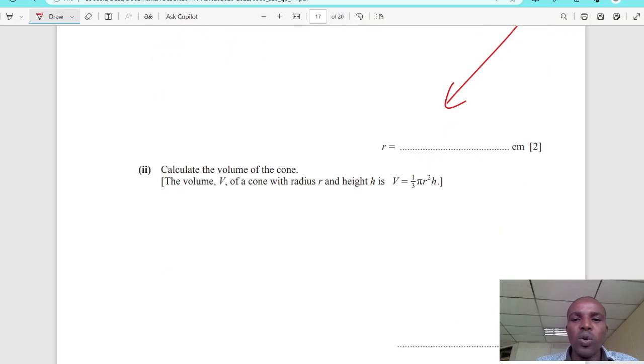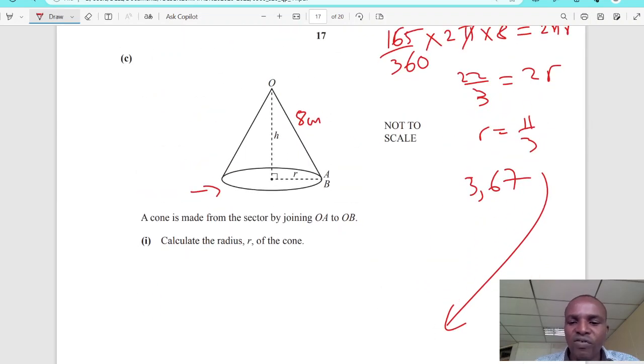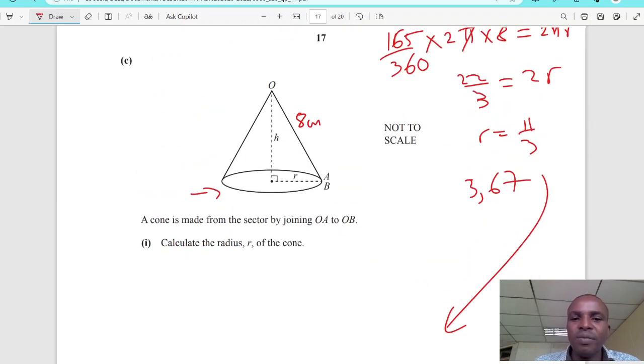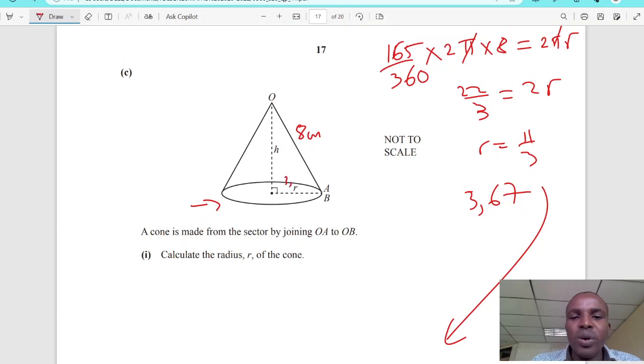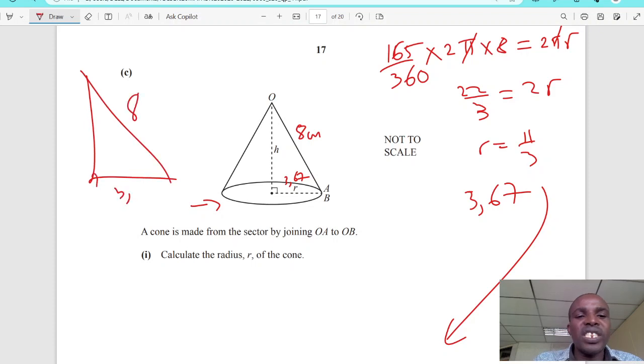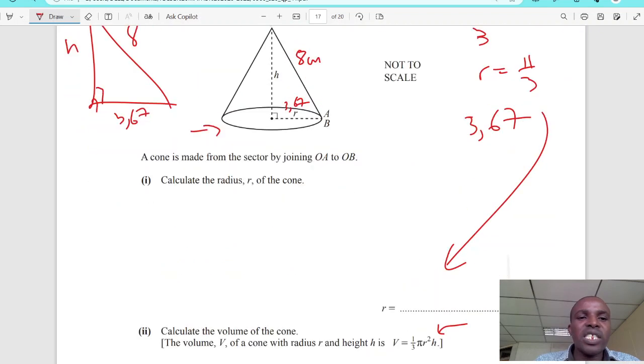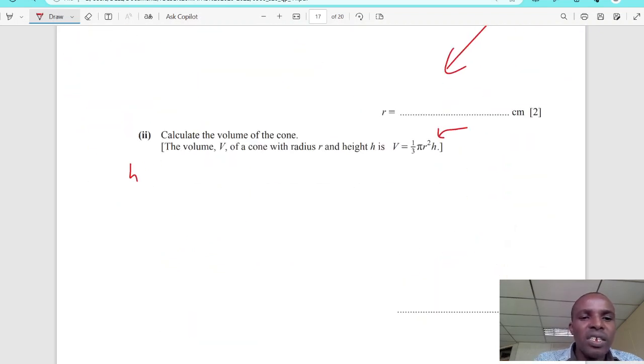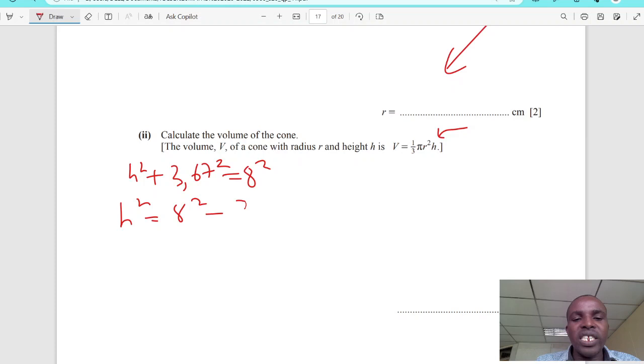Next, calculate the volume of the cone. For the volume of the cone, we need the height. We have h here, that's the vertical height. So this radius is 3.67. So you can find h using Pythagoras. You can see a right angle triangle with 8 here and 3.67 here and our h here. It will be h squared plus 3.67 squared is equal to 8 squared. That's the hypotenuse. Then h squared is equal to 8 squared minus 3.67 squared.